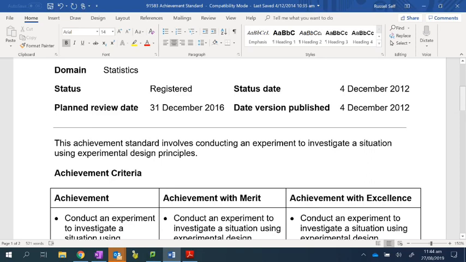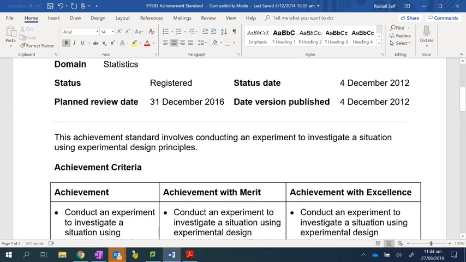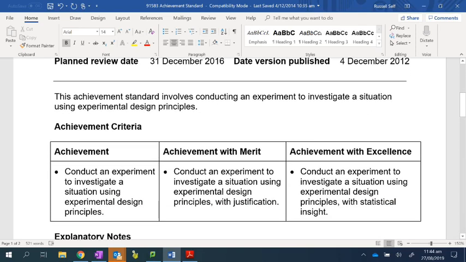All right, so your achievement criteria. For basic achievement, you need to be able to conduct an experiment and to investigate a situation using experimental design principles. So just conducting the experiment, using the correct principles will get you achieved. With merit, you'll do the same thing, but justify your results by using the math. And finally, with excellence, you'll conduct the experiment using the design principles, and then you will use statistical insights to describe what's happened, right? So, not too big of a difference in those, is there?